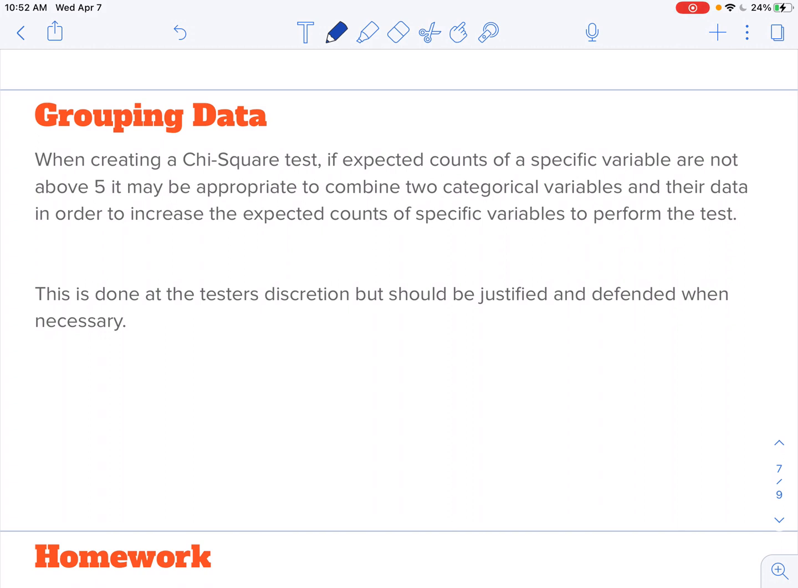Usually that good reasoning is going to be based on we want to run this chi-square test, and this chi-square test will tell us something. But again, that's going to be at your discretion. You're going to have to figure out how to combine the data, and then you need to be able to defend why you've combined the data.